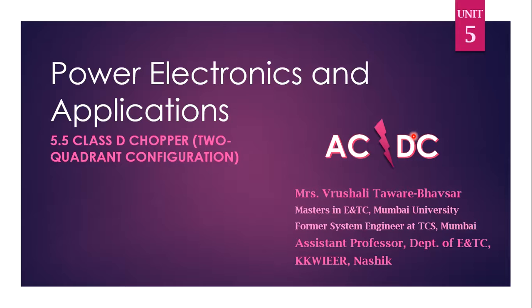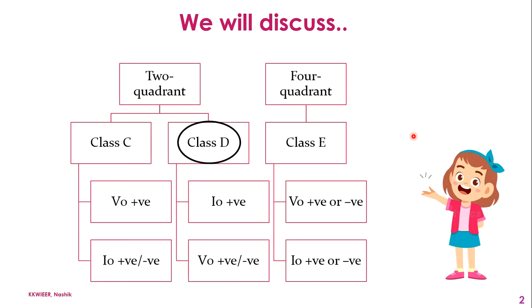In our last video, we have studied the class C 2-quadrant chopper and the parallel combination of two class C type choppers, that is a 4-quadrant chopper, class E chopper. In this video, we are going to see the class D chopper, which is a 2-quadrant chopper.